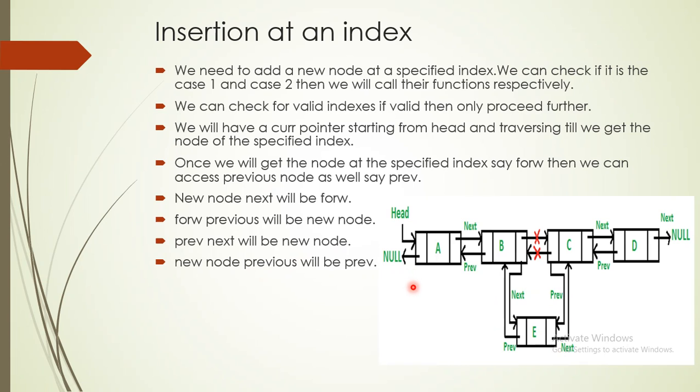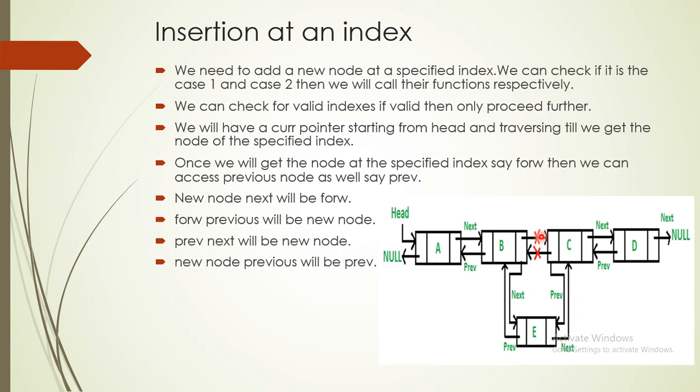Okay, so what we'll be doing is, in the new node's next, we will make it point to forward, right? And in forward's previous's next, it will be the new node. Then the previous of the new node will be forward's previous. So this link will also be attached, and in forward's previous, I can attach the new node, and in the new node's next, we were attaching the forward.